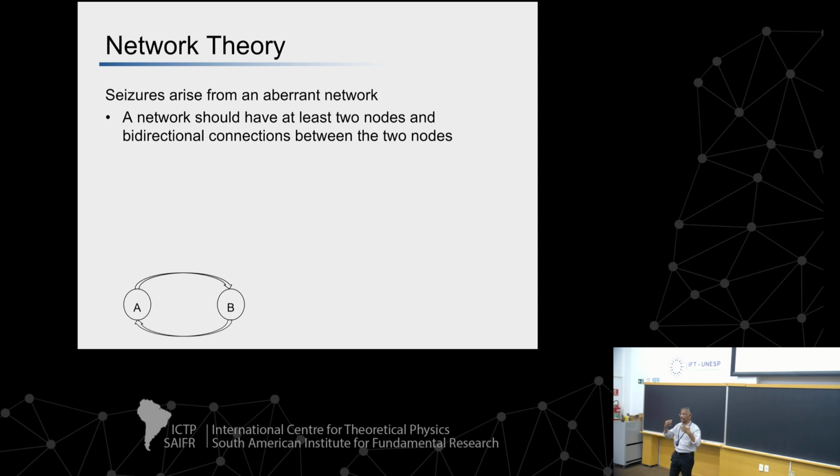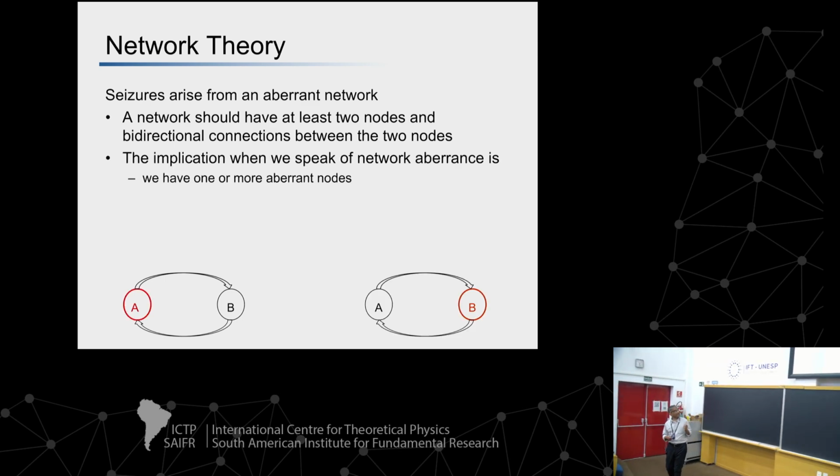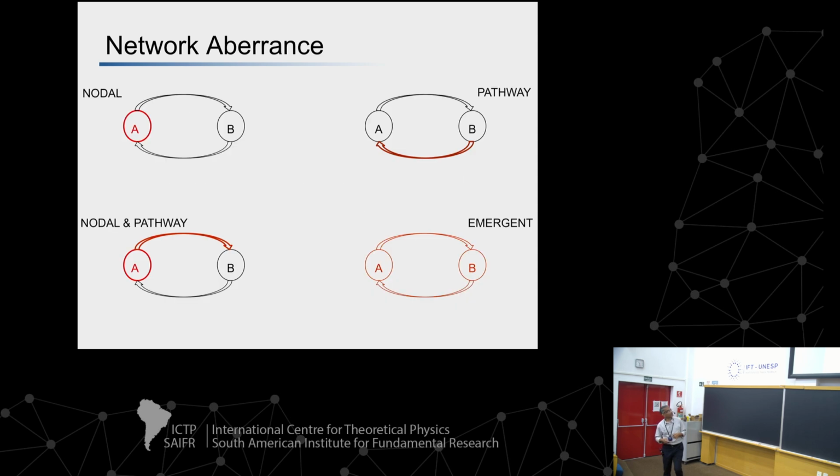The brain has very clear-cut white matter pathways, but those are not defined by them. So the implication when we speak of network aberrance is we have one or more aberrant nodes, either A is aberrant or B is aberrant, one or more aberrant pathways, either A to B or B to A. We have both aberrant nodes and aberrant pathways, or the network is aberrant as some sort of emergent property emerging from that entire configuration of those particular nodes and pathways. So you could have nodal, pathway, and emergent properties that give rise to this aberrance.